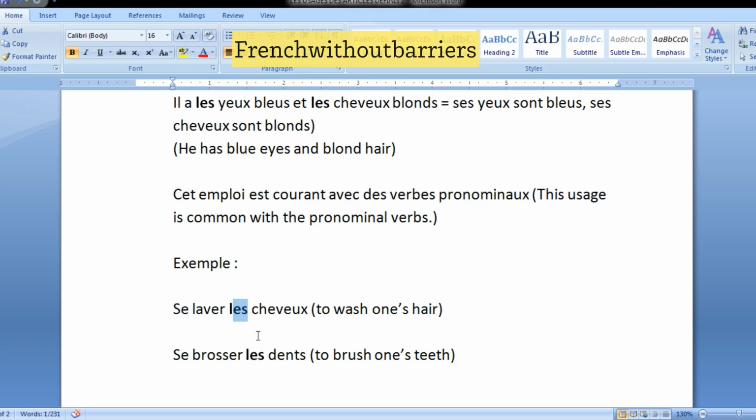And the same is the case with se brosser les dents, which is to brush one's teeth. Guys, when you are using these pronominal verbs, please keep in mind this rule. This is a very common mistake.